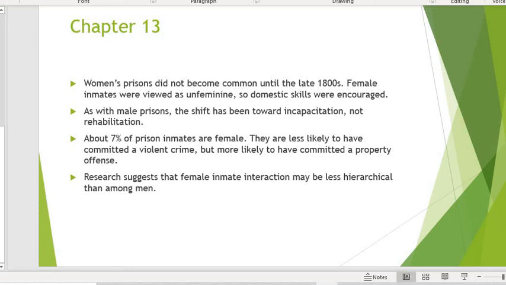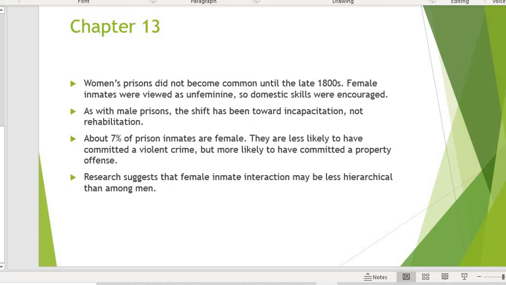About 7% of inmates are female. So even though you've seen less preferential or less lenient treatment of females, still the vast majority of prison inmates are guys. Females are less likely to have committed violent crimes. There's still a big gap between males and females in violent crime, especially serious violent crime like homicide or rape or armed robbery. Those are still mostly committed by men.